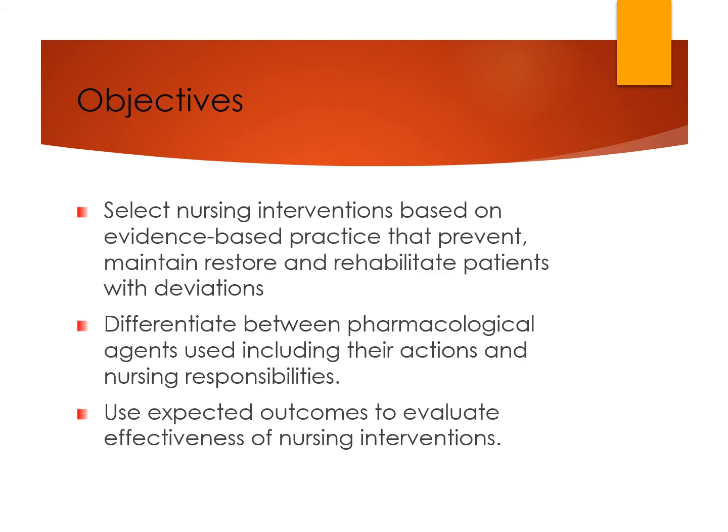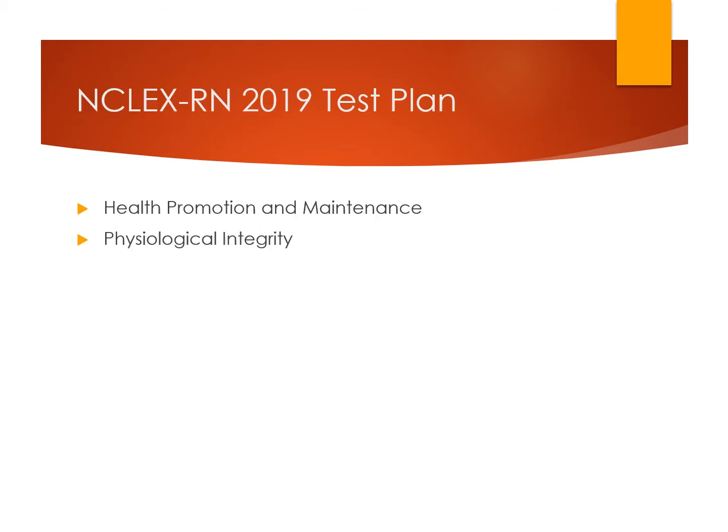In addition, we want to select nursing interventions based upon evidence-based practice, and that's what we should be looking at when we're doing our care plans, that prevent, maintain, restore, and rehabilitate patients with deviations. To differentiate between pharmacological agents used, including their actions and the nursing responsibilities associated with those medications. Use expected outcomes to evaluate the effectiveness of nursing interventions. With regard to the NCLEX, the test plan is covering areas of health promotion and health maintenance and physiological integrity.